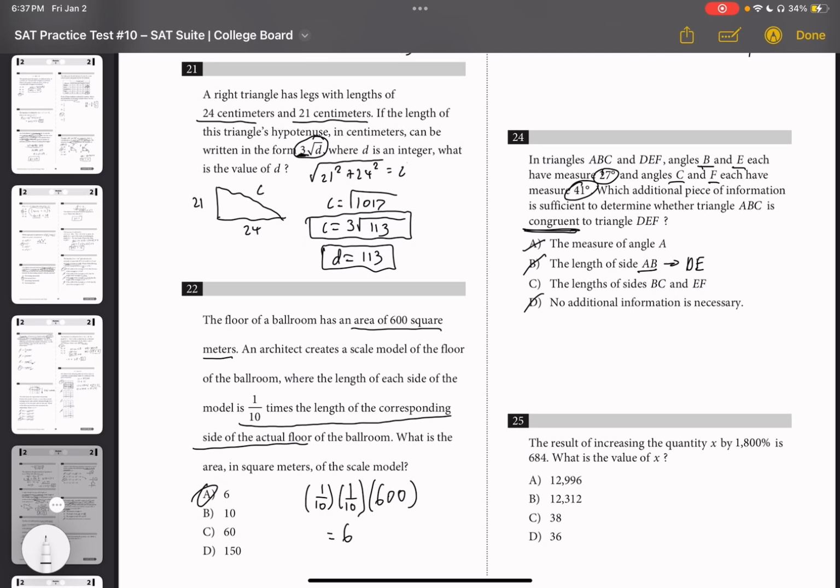So this will also be incorrect, and this leaves us with answer choice C, the lengths of sides BC and EF. Knowing these two sides will prove if the triangle is congruent or not.